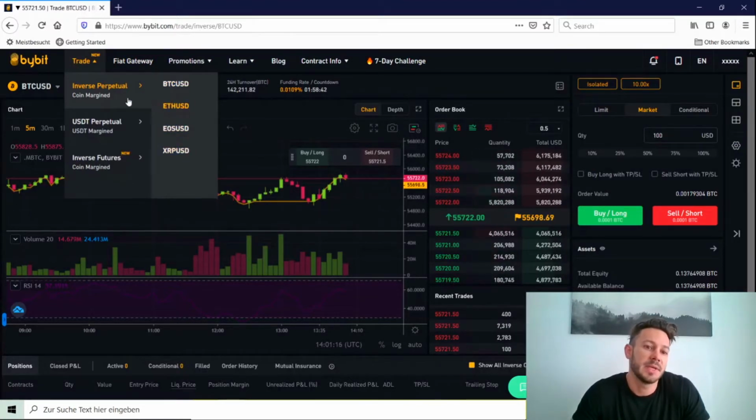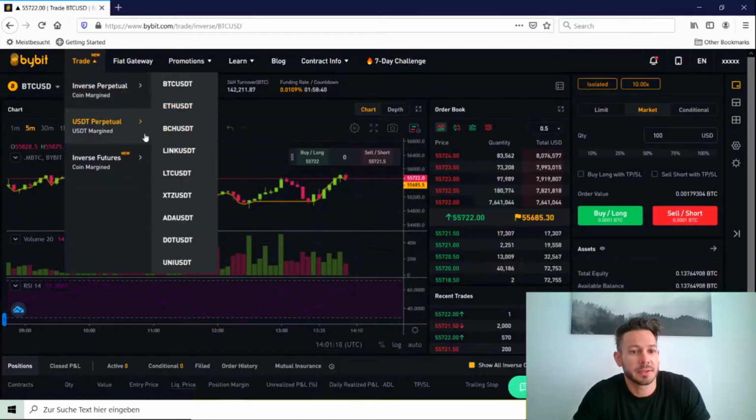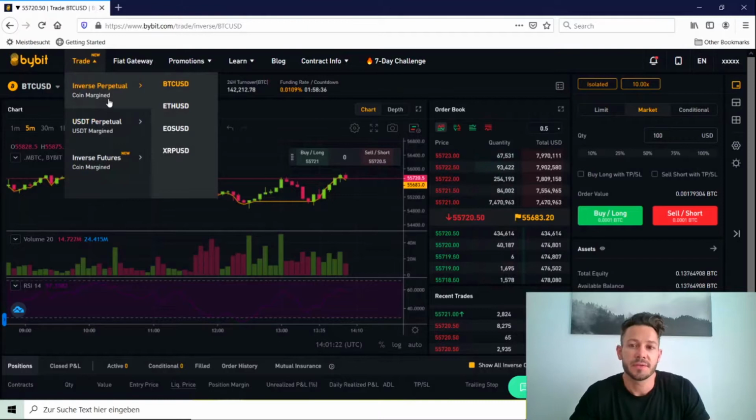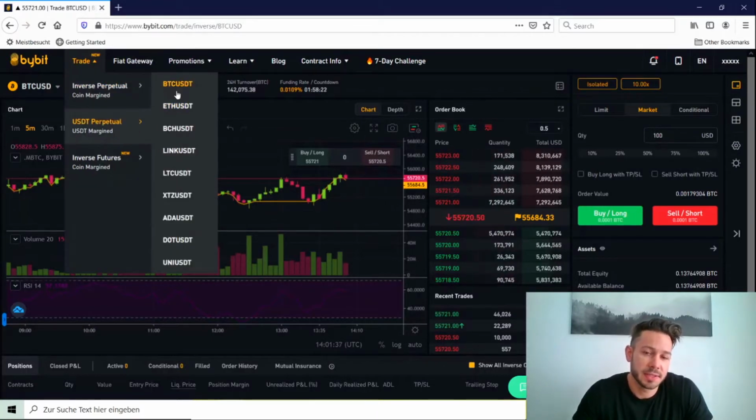What does it mean, coin margin, and what does it mean to trade with USDT margin? Coin margin, to trade this, you have to have Bitcoin in your account. And if you trade like this, it means that your profits will be paid out in Bitcoin. On the other hand, if you would trade Bitcoin USDT, you would need USDT Tether in your account and your profits would be paid to you in Tether, okay?